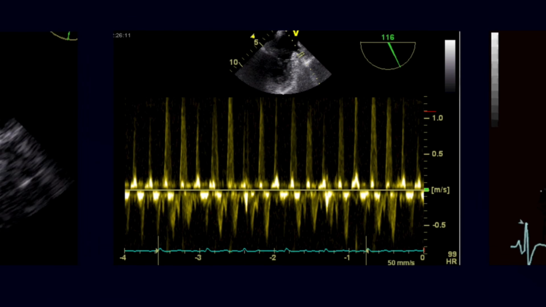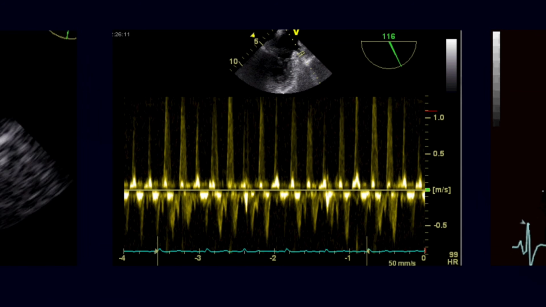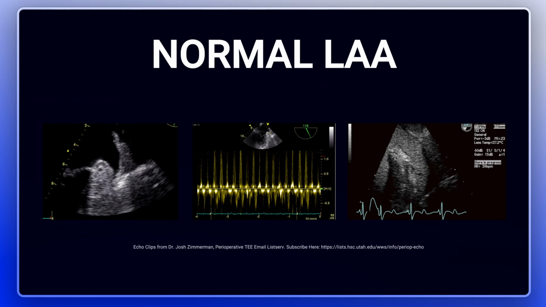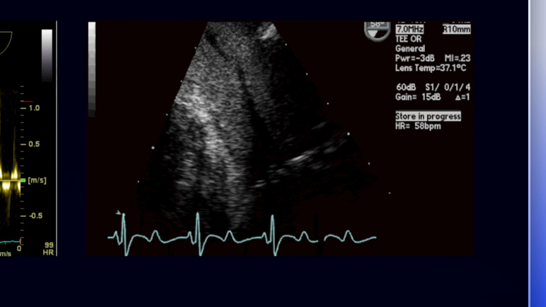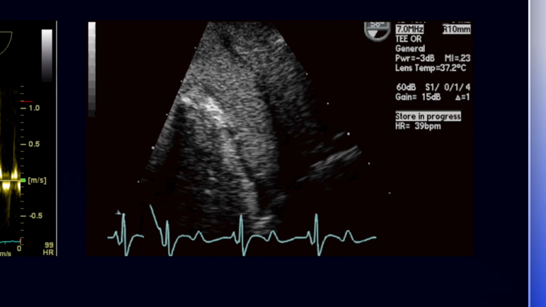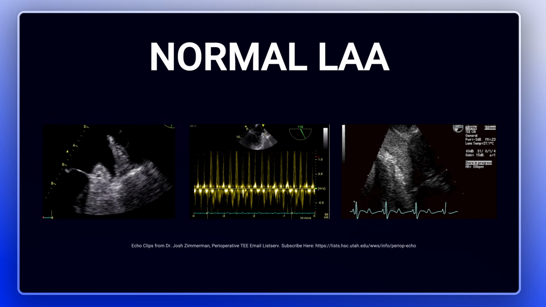When pulse wave Doppler was performed, this patient has significant ejection velocities with an A wave above 55 centimeters per second. A separate patient had a contrast agent given to rule out appendage thrombus, and you can see it fully fills the left atrial appendage with no clot interrupting blood flow.